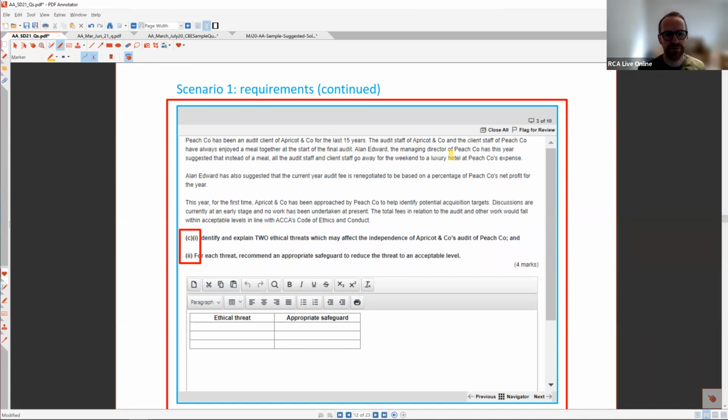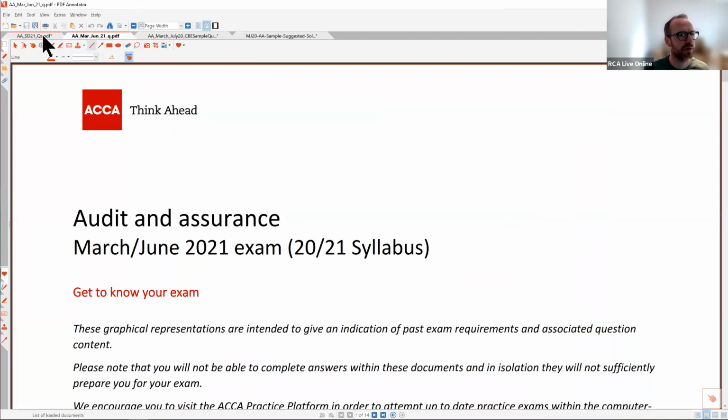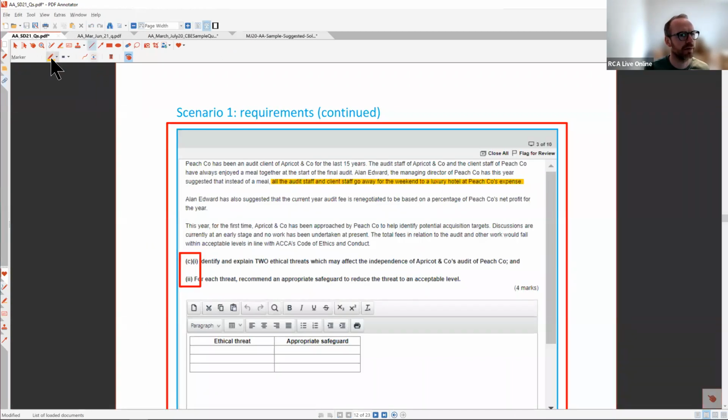The audit staff and the clients have joined a meal together to start the audit. That's fine. And this year, instead of a meal, all the client staff will go away to a weekend luxury hotel. That sounds nice, doesn't it? A weekend away from the kids. Yeah, that sounds good, but probably not.